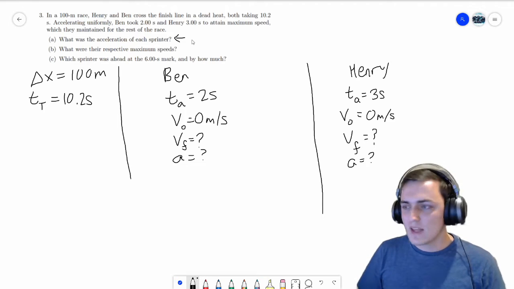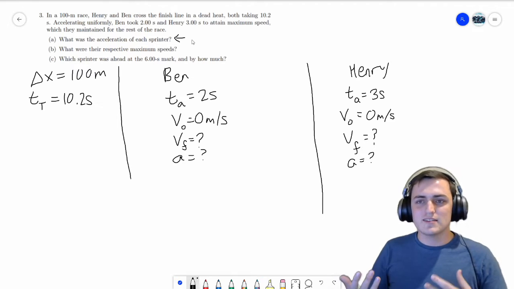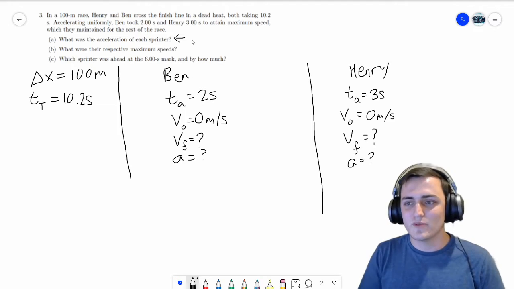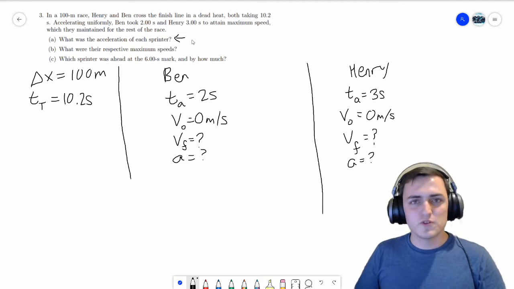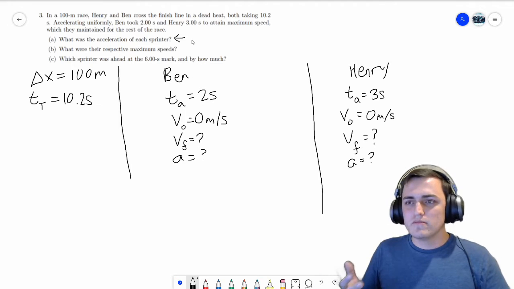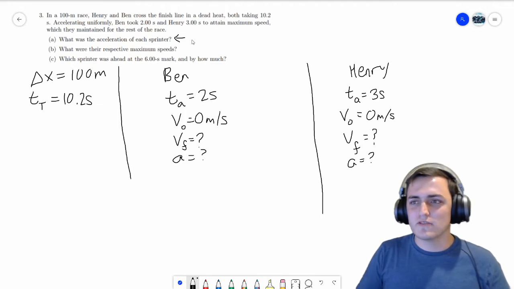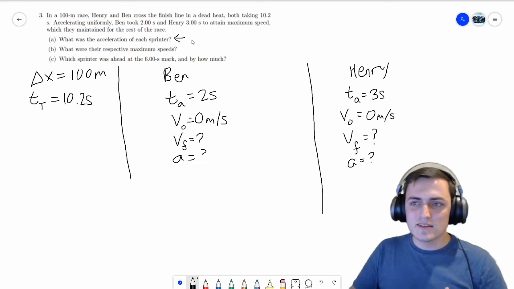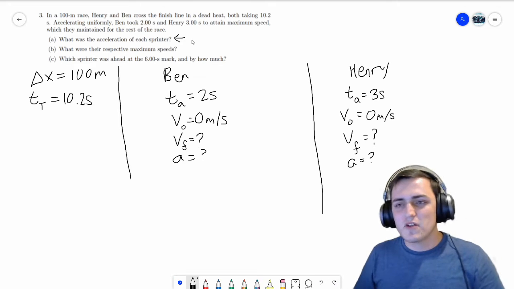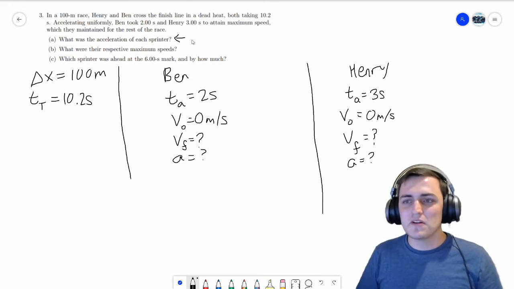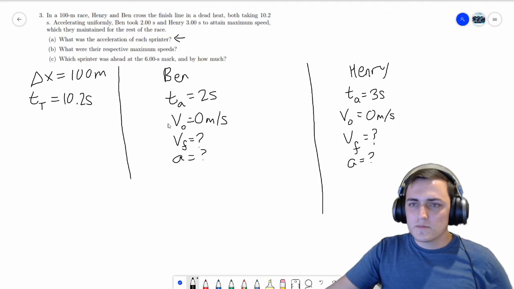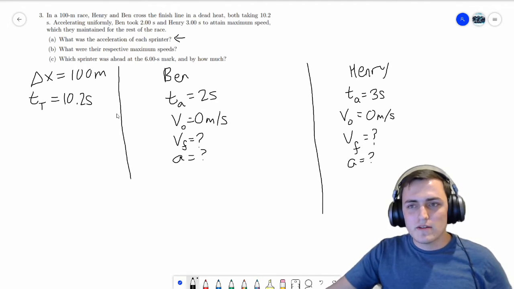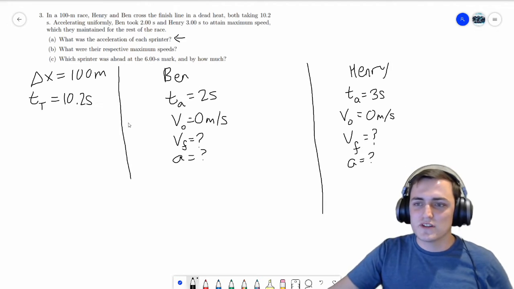And then that's what we're going to solve there. We're going to do that first. And then it says, what are their respective max speeds? What is v final for both racers? And then in part C, we're going to check at 6 seconds who was winning and by how much. So maybe Ben wins the race, but Henry might be ahead at 6 seconds and he's going to lose the lead. And so that's why we're going to look at 6 seconds, to see what was going on in the middle of the race. So the first question, part A, what was the acceleration of each sprinter?